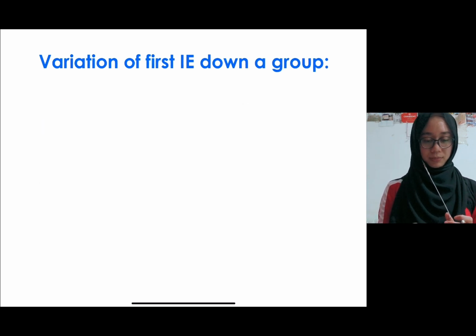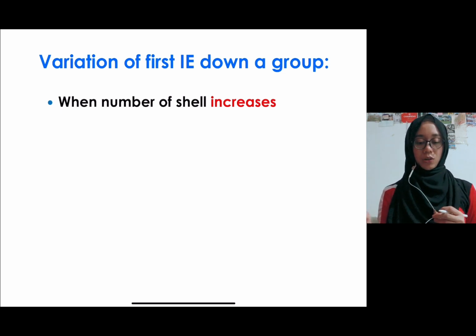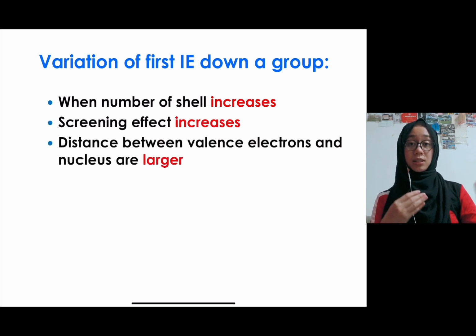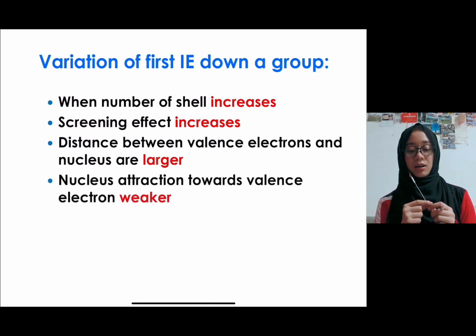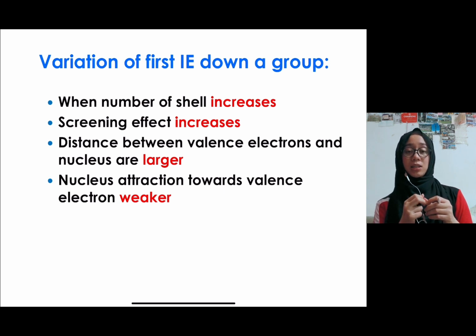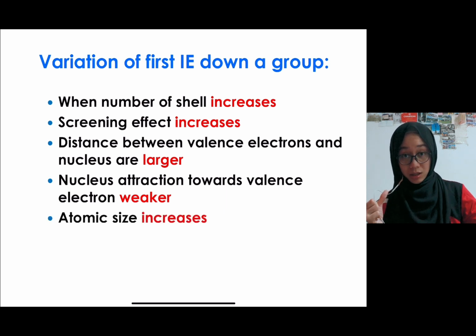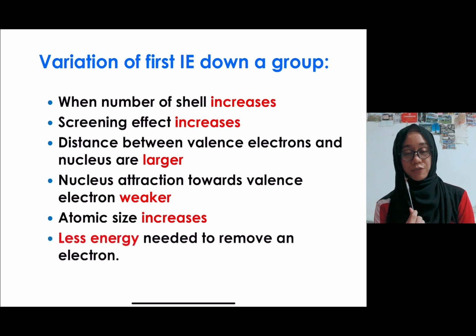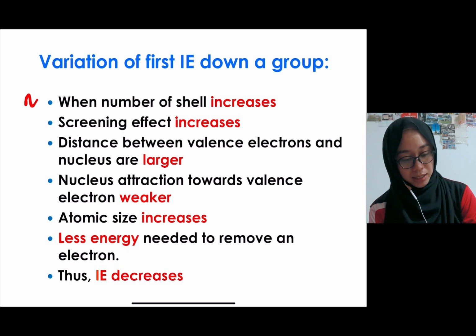Okay, meanwhile going down the group, yang ni kita guna ANSAS pula. So going down the group, the number of shell increases, so screening effect pun increase, so the distance becoming larger. So bila becomes larger, the attraction forces towards the valence electron becomes weaker. So what happened to the size? Size akan jadi bigger. Okay, so bila size bigger, less energy is needed to remove an electron, therefore IE akan decrease.